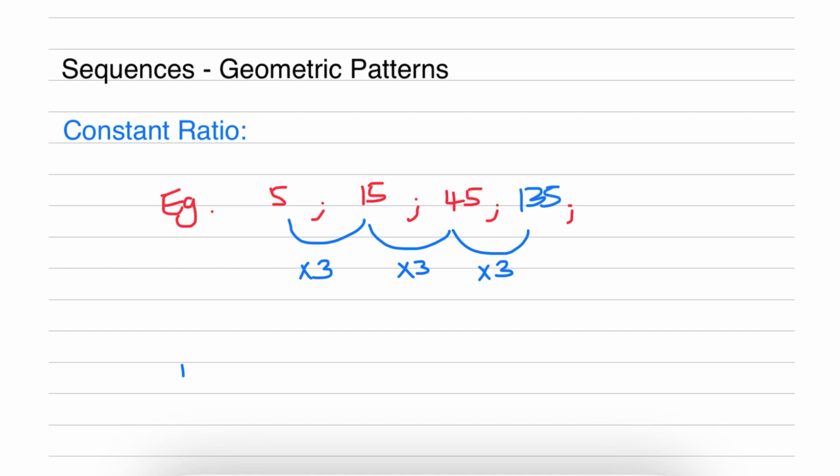Now the way we can find our ratio, the constant ratio, is to always divide any two consecutive terms. So you can take term 2 and divide it by term 1, and that should be equal to term 3 divided by term 2. This is how you could test if your ratio is consistent. But like I said, any two consecutive terms, find their ratio and it should be the same.